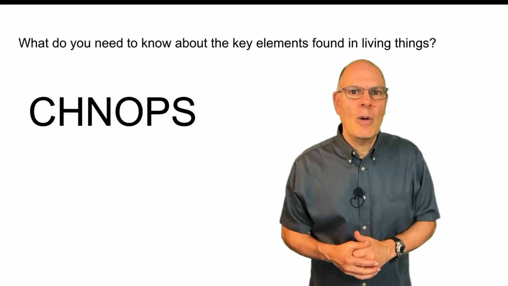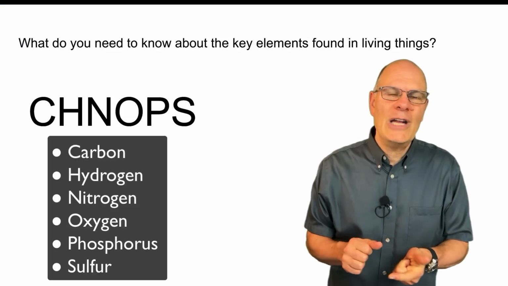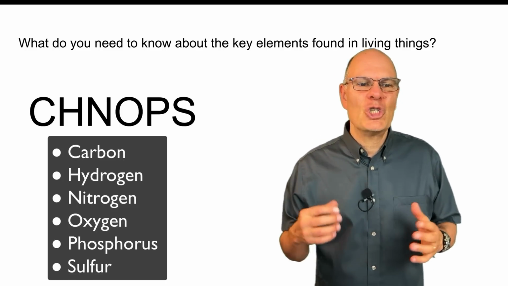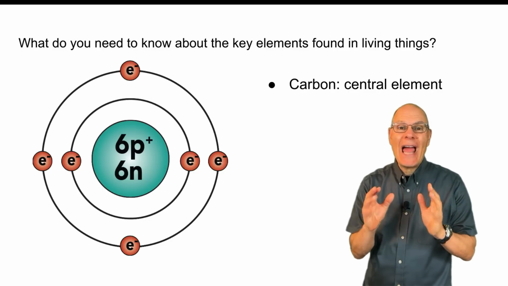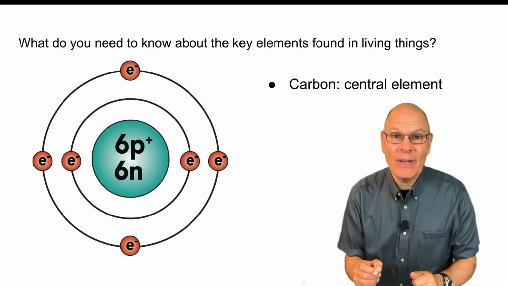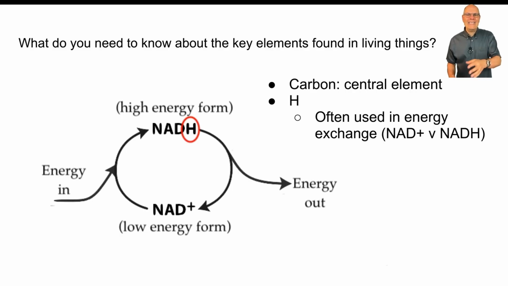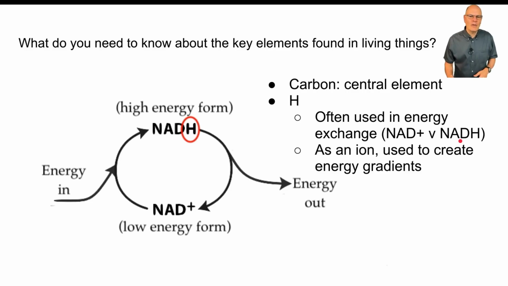So what do you need to know about the elements of life? Carbon, hydrogen, nitrogen, oxygen, phosphorus, and sulfur, sometimes referred to as CHNOPS. Carbon is the central element in all of the molecules that make up living things. Hydrogen, often used in energy exchange. We have molecules like NAD and NADH, which show up in cellular respiration. NAD plus is the low energy form, NADH is the high energy form.